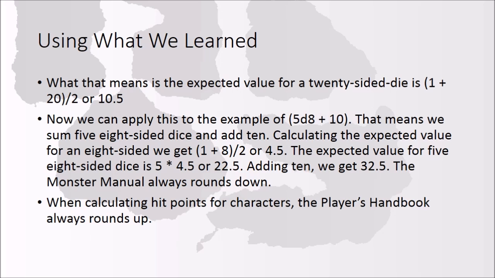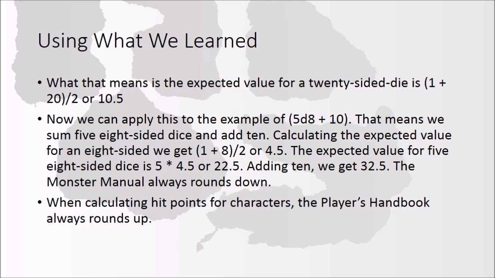Now let's go back to the example that I showed at the very beginning, 5d8 plus 10. What this means is we would roll five 8-sided dice, sum them up, and then add 10 to the result. But we can calculate the expected value. The expected value of one 8-sided die is 1 plus 8 divided by 2, or 4.5. So the expected value for five 8-sided dice is 5 times that, or 22.5. We add 10, and that gets us 32.5.